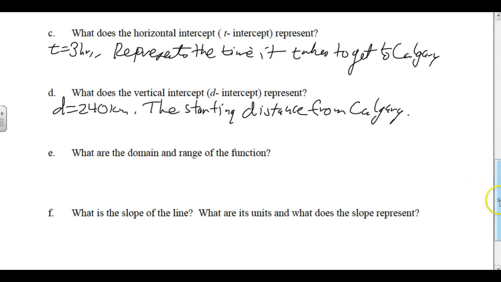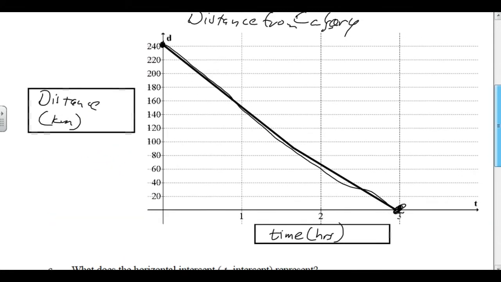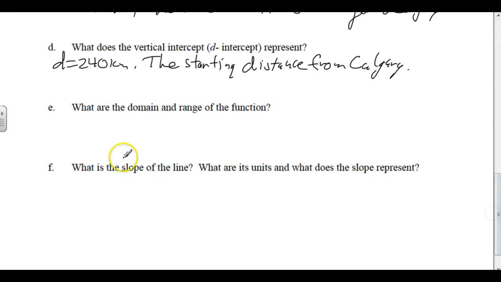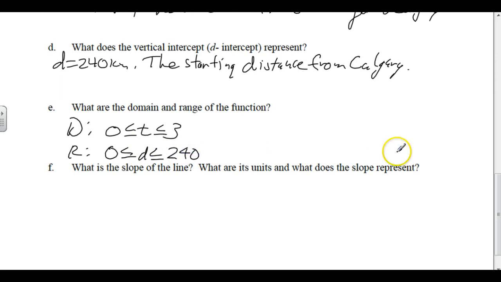Domain and range. All right, what were the variables we were using? D and T, I suppose that makes sense. So the domain is 0 is less than or equal to T is less than or equal to 3. And my range is 0 is less than or equal to D is less than or equal to 240.